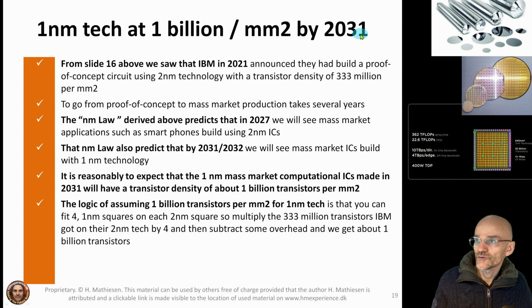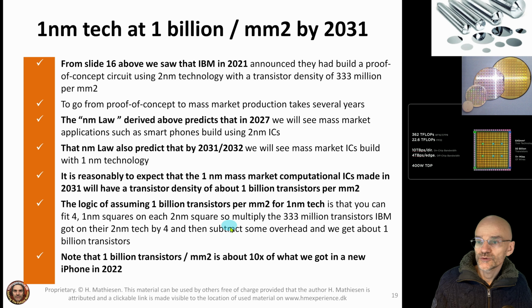By 2031. And also you should know that this 1 billion transistors per square millimeter is about 10x of what we got with new iPhones this year in 2022. So what can you do with 10x as many transistors? You can definitely make the iPhones 10 times faster than they are currently. So that's something to look forward to.